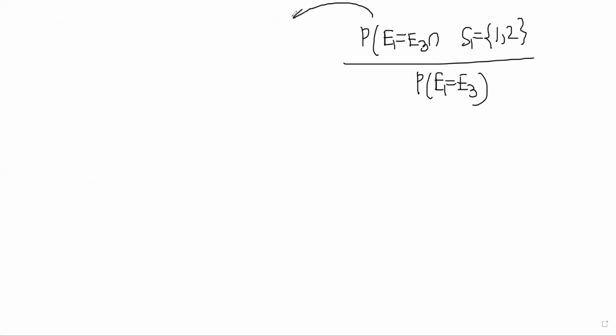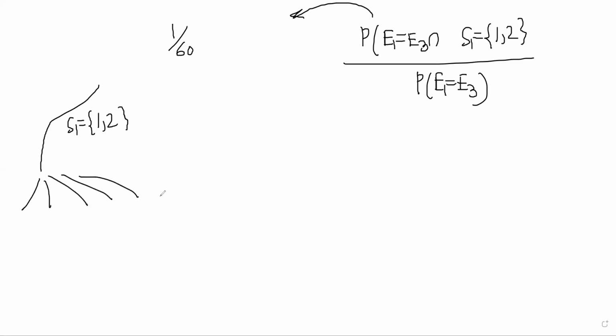We have already found this top part. That was 1 by 60, because we took the branch where S1 was 1, 2, and in that we got 6 options. So 3 by 6 was the probability, because 3 were the correct options, since these 3 don't lead to E1 equal to E3. And here inside, each time you chose S3, finally it was 1 by 10 probability. So there were 3 such branches.